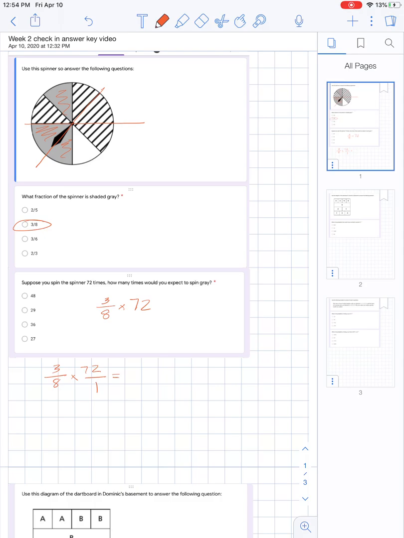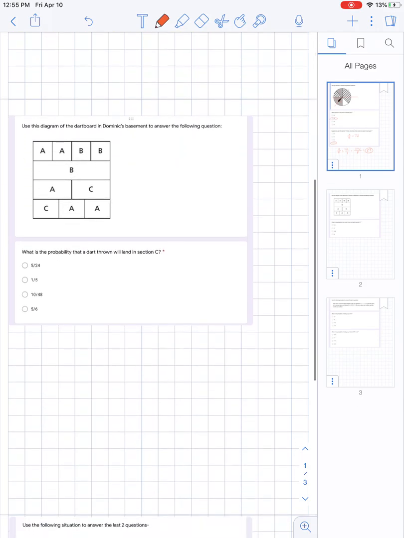So what do we have? 3 times 72 is 216. And then again, multiplying fractions, we multiply straight across our numerators and then we multiply our denominators. So 216 over 8. And if we do that division, we land on 27. So you could expect that spinner to land on gray 27 times because we were finding a fraction of the spins. So if you spin it 72 times and 3/8 of the spinner is gray, 3/8 of 72 is 27.